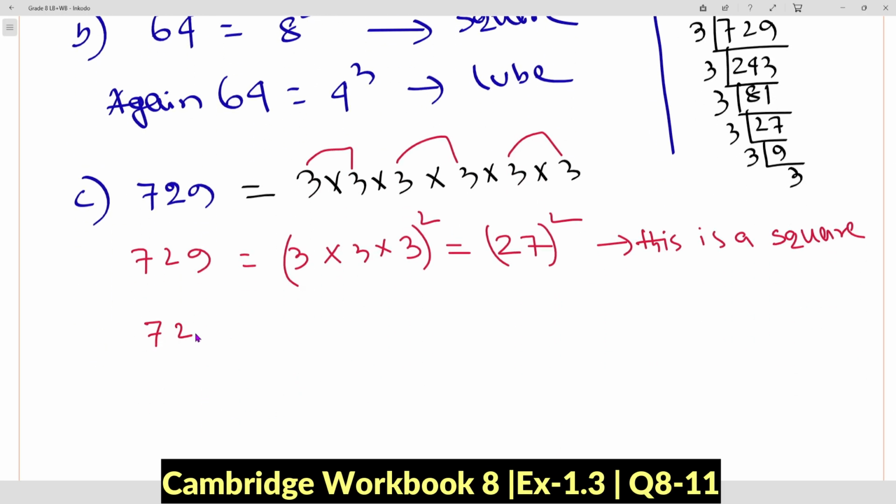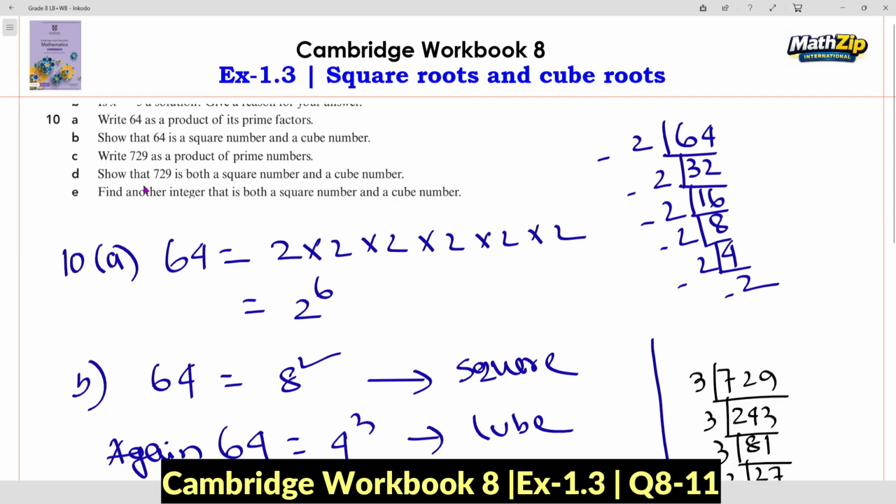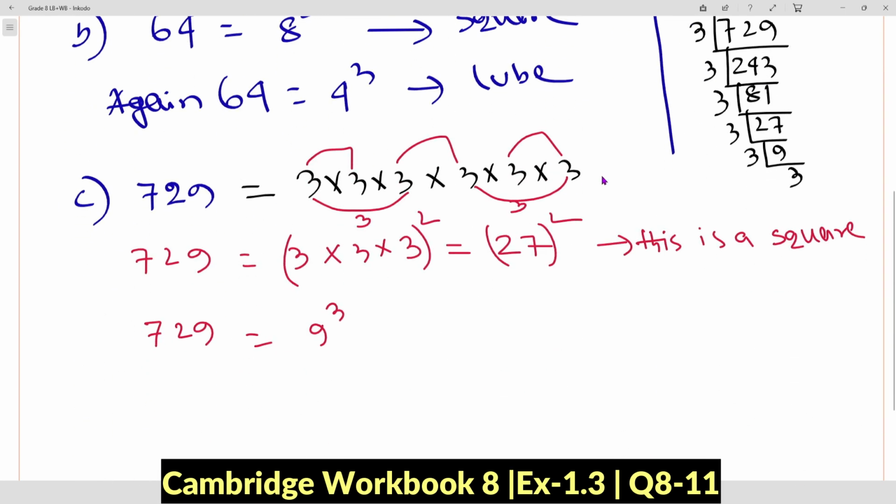Again for 729 from 3, for the cube we group three 3s each, and we get 3 times 3, which is 9. 9 to the power 3 is a cube. So our question, 729 as a product of prime numbers, number C, is 3 to the power 6, and this is number D. Our number D we have completed.